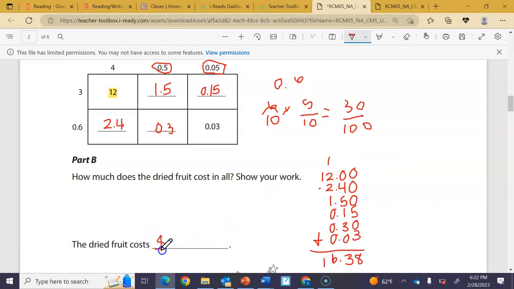So the dried fruit costs $16.38. Okay. Put it in the box.